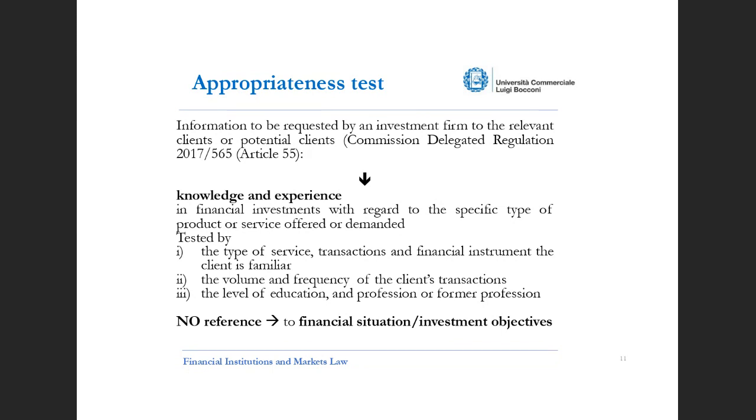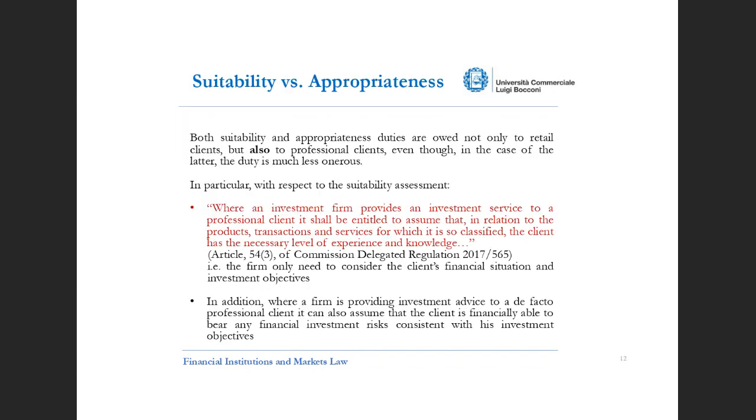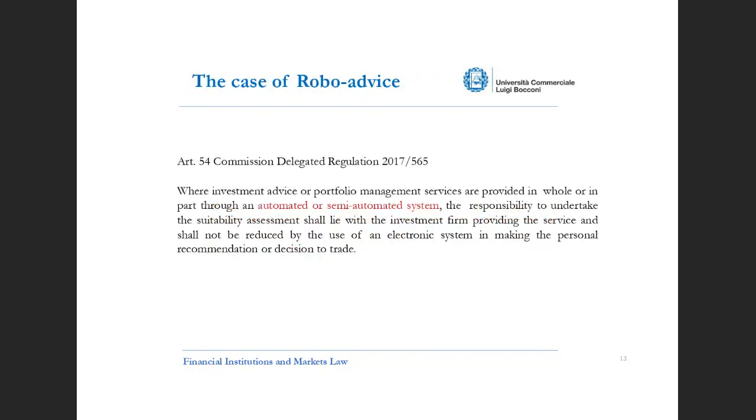You have a questionnaire and you capture certain information from the client, and then you consider whether that particular service or product is appropriate for the client. The methodology is the same, but the amount of information embedded in the appropriateness test is reduced. Okay, so this is a slide that sort of recaps what I have been saying in relation to the application of suitability and appropriateness to professional clients, and so it's just a recap. There's nothing new in this.